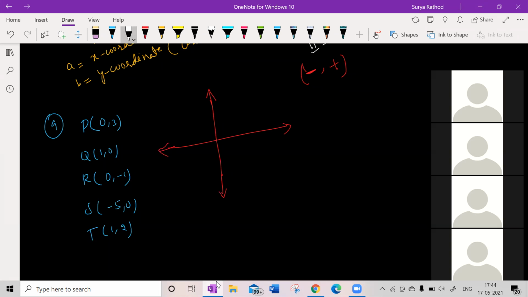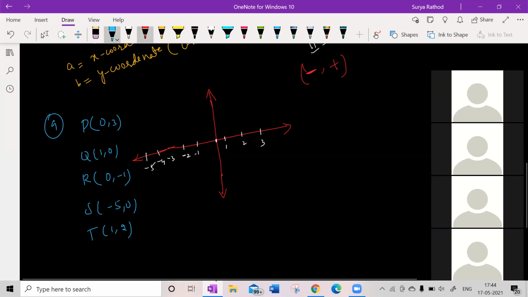Try to understand this question. Observe this question carefully. P is (0, 3). Here, let me write 1, 2, 3, and 1, -1, -3, -2, -5. Okay.